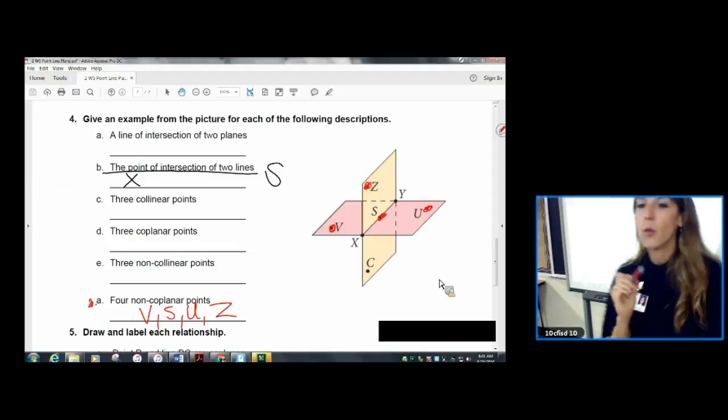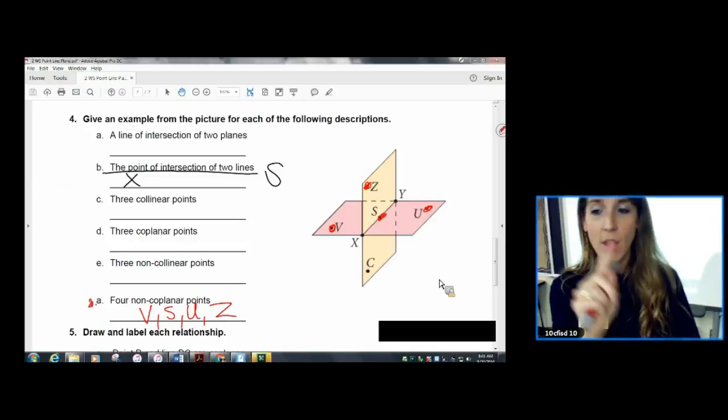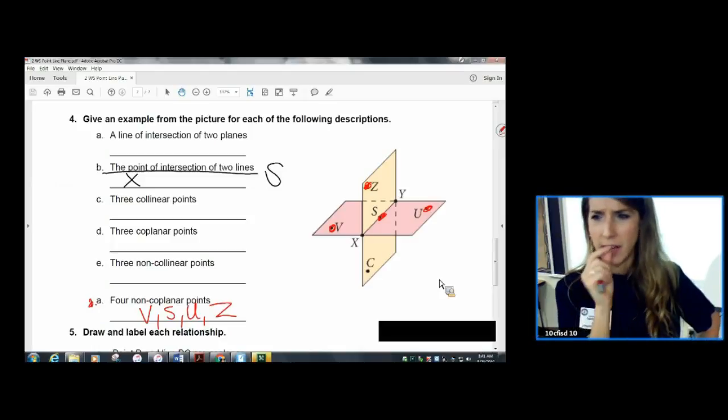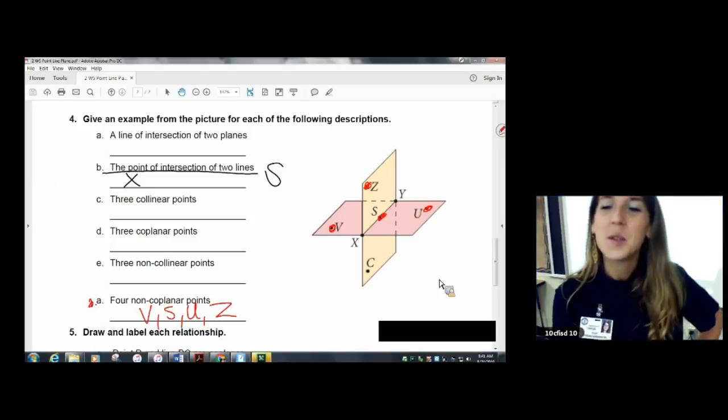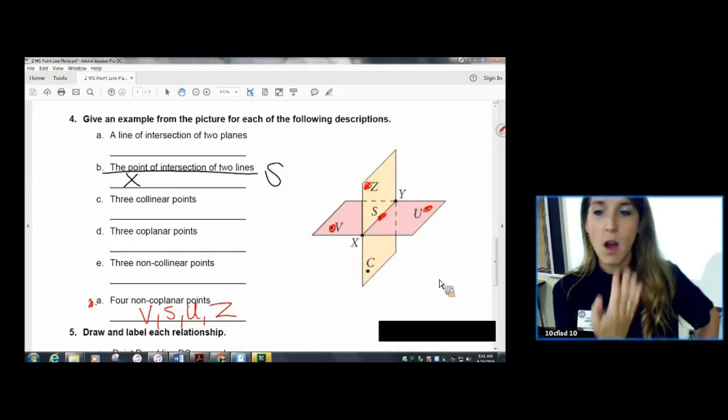I just named 4 points, and I could never put one plane through all 4 of those points. As long as V, S, and U are not collinear, but let's pretend they're not. So anyways, I picked 3 are in the pink plane, 1 is in the yellow. They are non-coplanar.